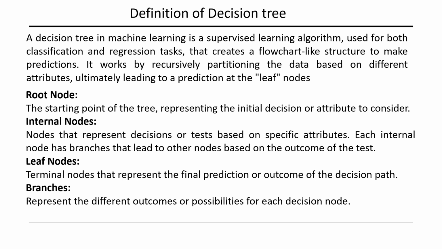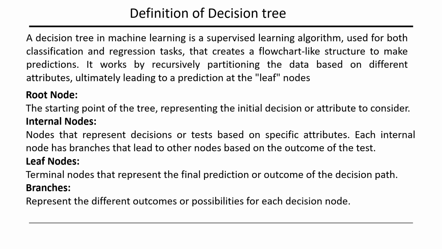First is the root node. The root node is the starting point of the tree, representing the initial decision or attribute to be considered. Next are the sub-branches, which we call internal nodes. Internal nodes represent the decision or the test based on the attributes we selected. Each internal node has branches that lead to different nodes based on the outcome of the test. So we collect the attributes, we do the test, and according to that the branches will be moving on.